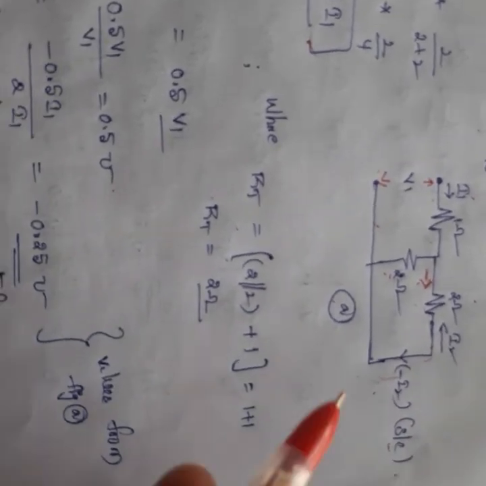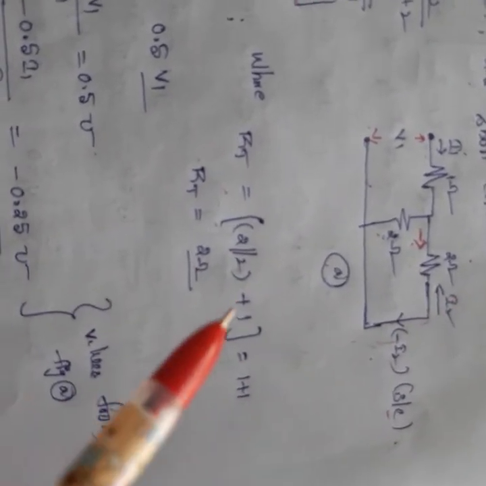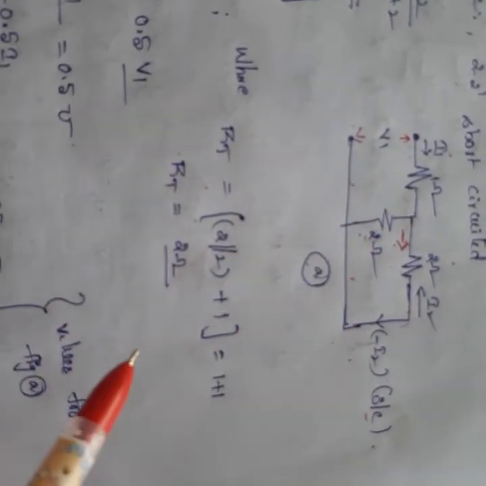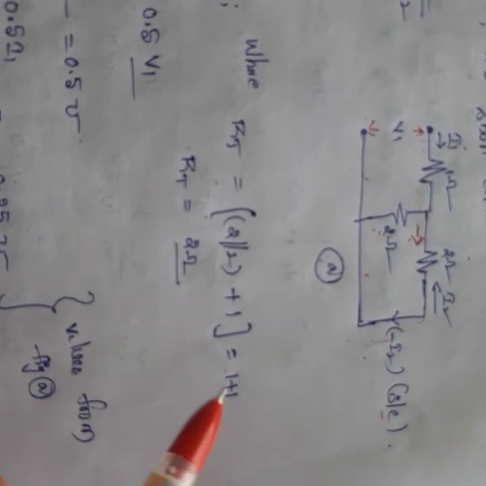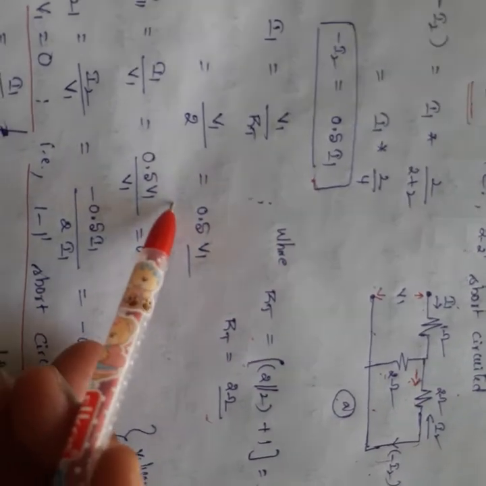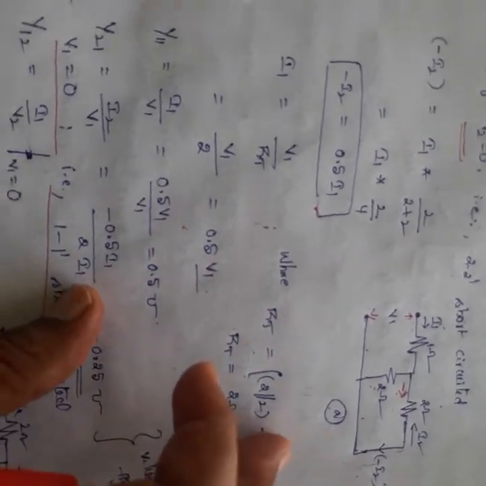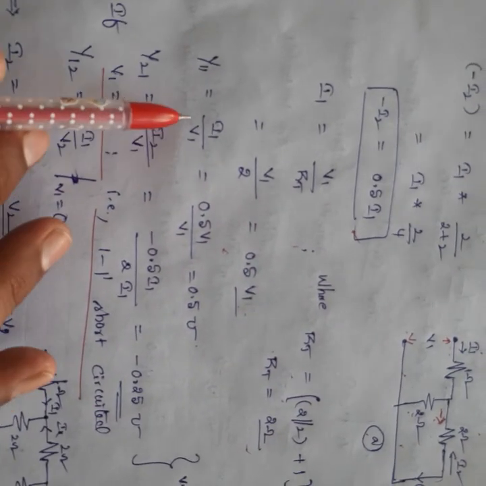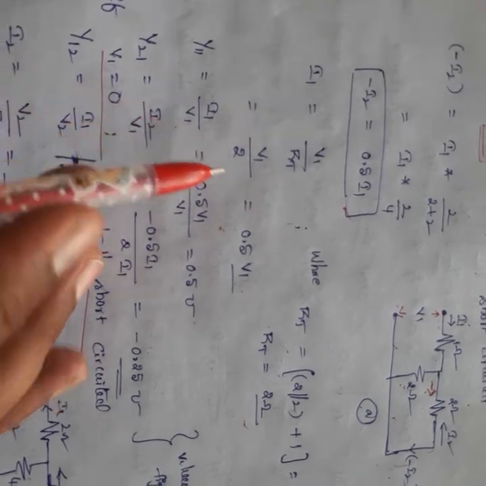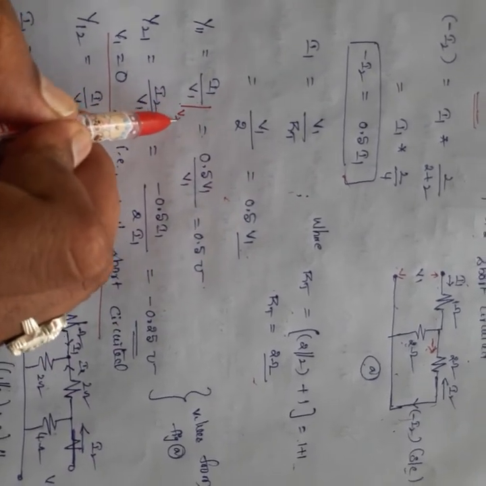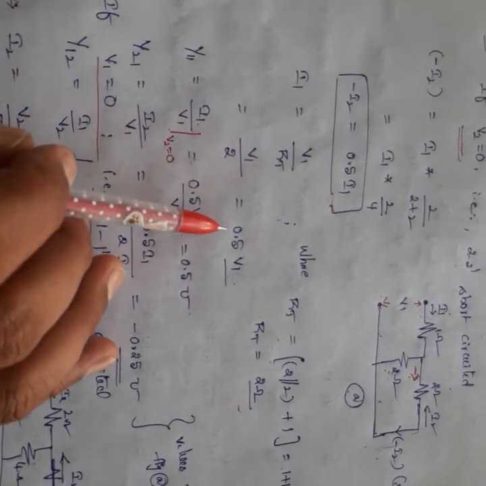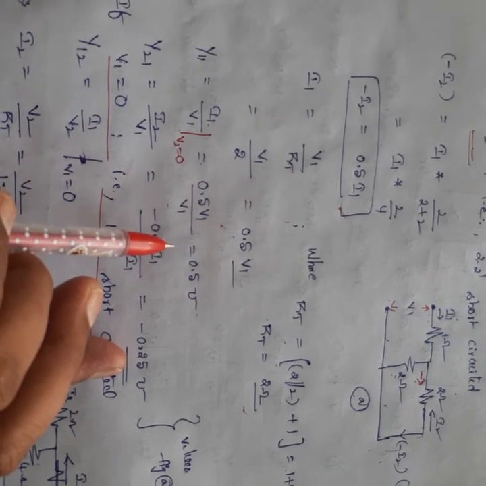So here RT is equal to, from figure A, the backward 2 and 2 are parallel and in series with the 1, then I take 1 plus 1, that equals 2. The total current entering the circuit is I1 equals V1 by 2, that is 0.5 V1. So Y11 is nothing but I1 by V1 at V2 equals 0. I1 is 0.5 V1 by V1. That is 0.5.